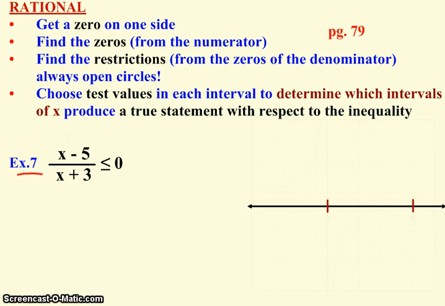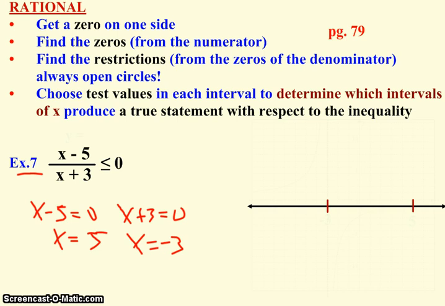Zeros means if I solve the numerator and denominator individually, what would I get? If I solve the numerator, I'd get 5. If I solve the denominator, and this doesn't need to be done on paper, you can do it in your head, I get negative 3. Those are my zeros. So negative 3 and 5 create my test intervals. Picking an area to test, same as quadratic and higher exponent, wherever you like, it's going to alternate plus, minus, plus, minus. If it's me, I'm probably picking 0, because 0 is always easier to do than pretty much anything else.